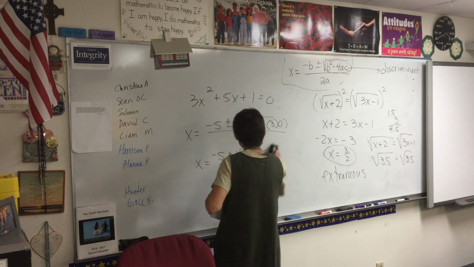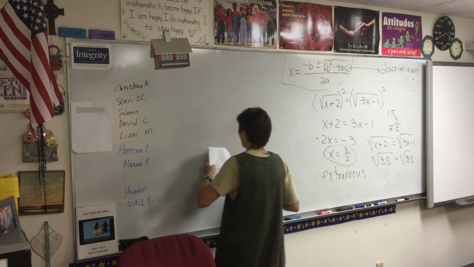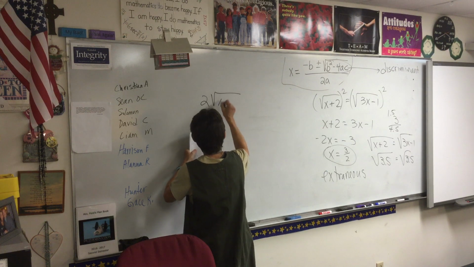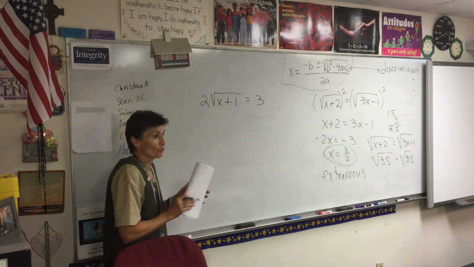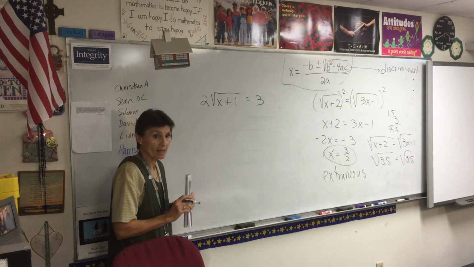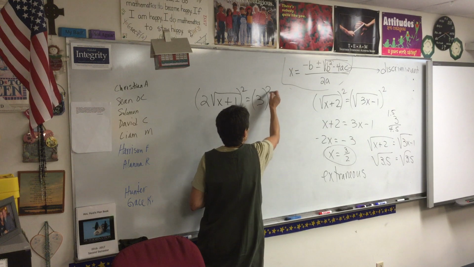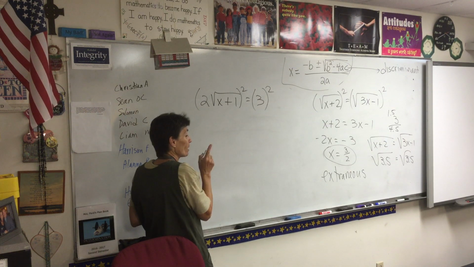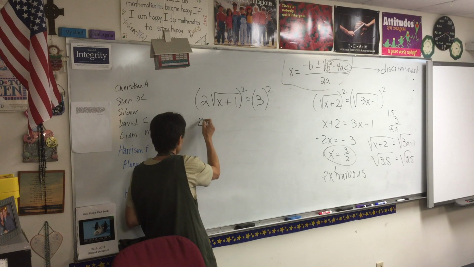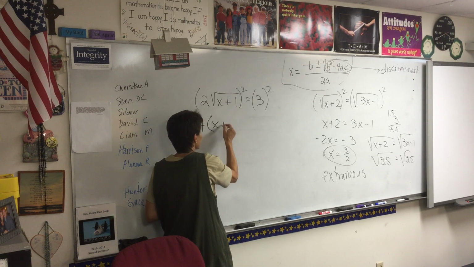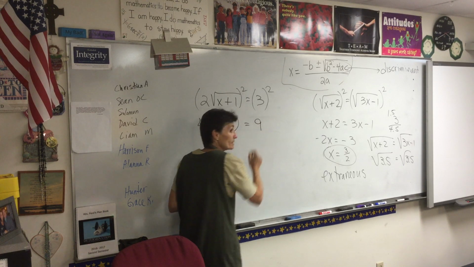The next one's a little bit different, but you're going to solve it exactly the same way. You're going to square both sides. Now, when we square both sides, what happens to the 2? It becomes a 4. And this becomes x plus 1? And that becomes 9?